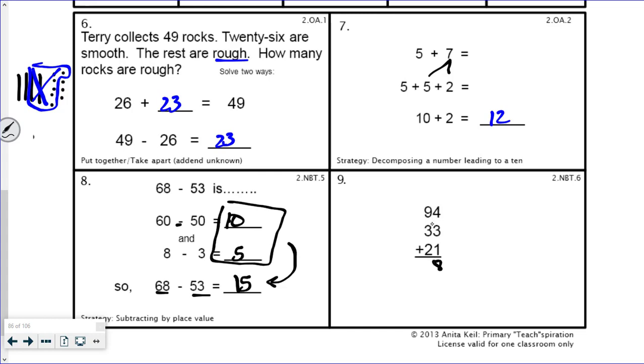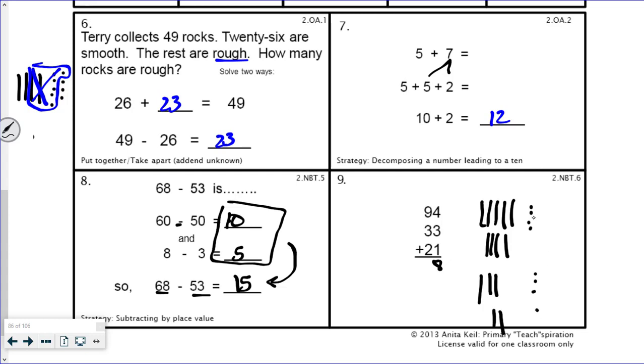And then our tens. Oh, this is interesting. We're going to regroup our tens today. Okay, so I'm going to switch gears here for a second, and I'm actually going to draw a quick picture because I want you to see what we're doing here. So 4, 5, 6, 7, 8, 9, 94, right? And then 33, 10, 20, 30. 1, 2, 3, and then 21, 10, 21.